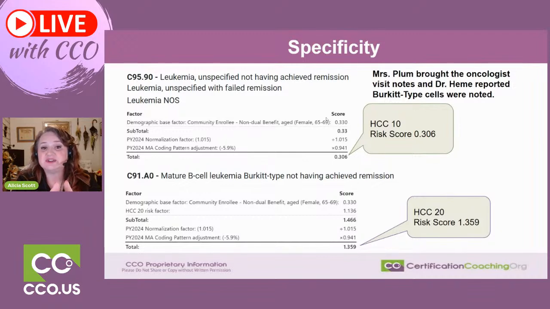So the documentation could have read, Mrs. Plum brought the oncologist visit note, and Dr. Hemme reported Burkitt type cells were noted. Now we go from a C95.90 to a C91.A0. And not only do we have higher specificity, but it captured a higher risk score in HCC for that patient, so that the payer can budget and set more money aside for the care of that patient.